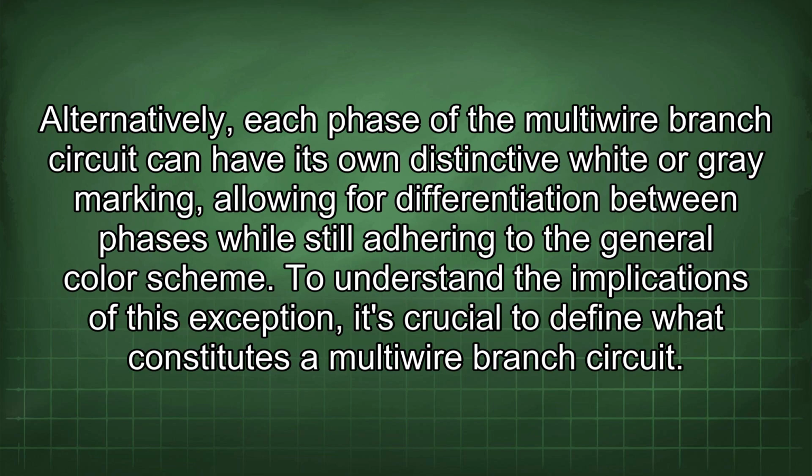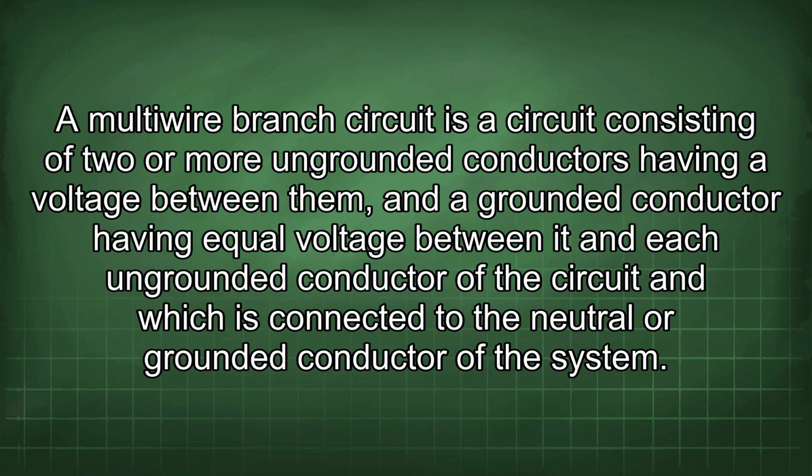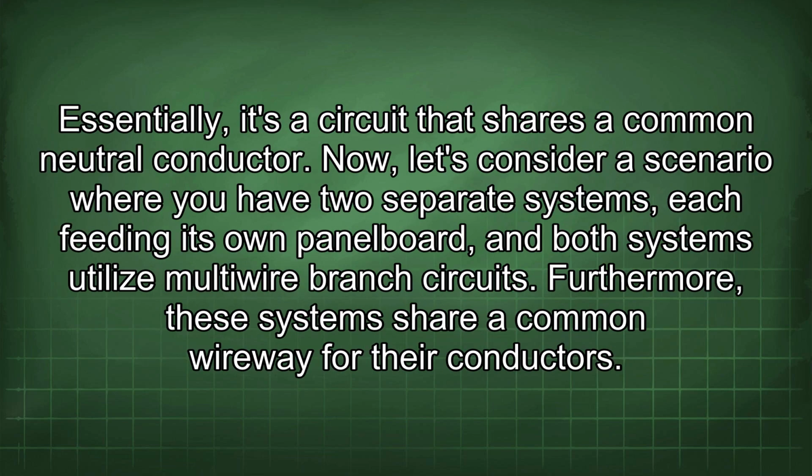To understand the implications of this exception, it's crucial to define what constitutes a multiwire branch circuit. A multiwire branch circuit is a circuit consisting of two or more ungrounded conductors having a voltage between them, and a grounded conductor having equal voltage between it and each ungrounded conductor of the circuit, and which is connected to the neutral or grounded conductor of the system. Essentially, it's a circuit that shares a common neutral conductor.